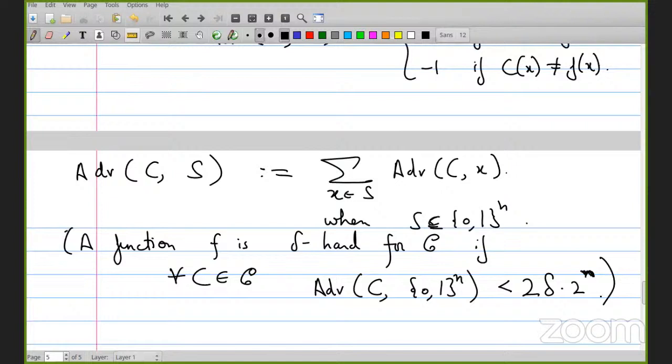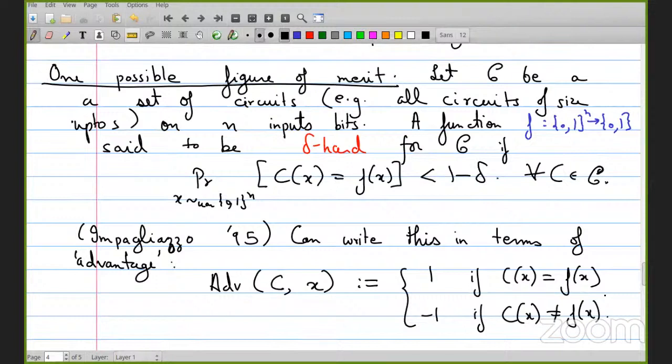Okay. So for every set S and every C, I have this notion of how much advantage C has on S. So the question is, suppose somehow that there is a function that is hard in this sense, delta hard. Are there much smaller sets on which the function is really hard, in the sense that the advantage is close to zero?